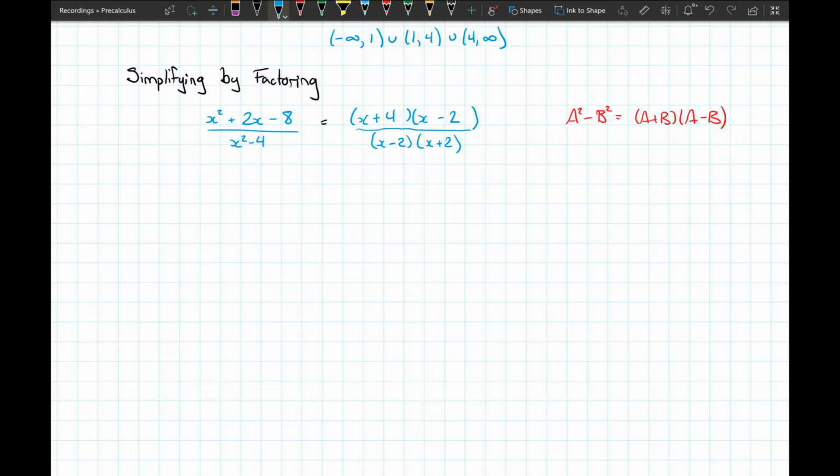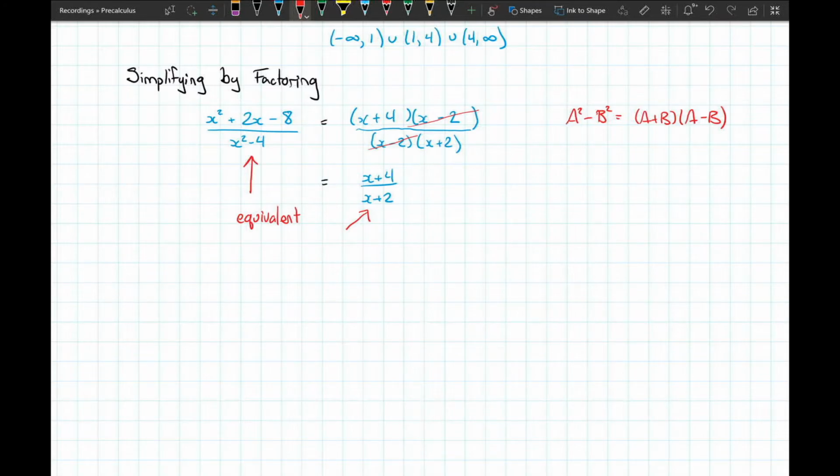Multiplication is commutative, so it doesn't matter which order you write the brackets in. Now you'll notice that if you have a common factor on the top and a common factor on the bottom, just the same way as we can cancel that in a fraction, we can cancel that in a rational expression as well. x minus 2 and x minus 2 are common factors that can be canceled out. So that leaves us with x plus 4 over x plus 2. Now a little note here, the original expression and the new expression are equivalent in most ways.